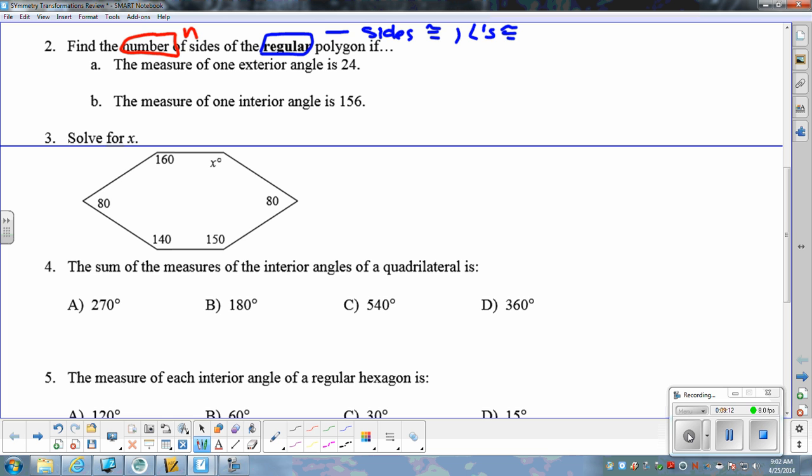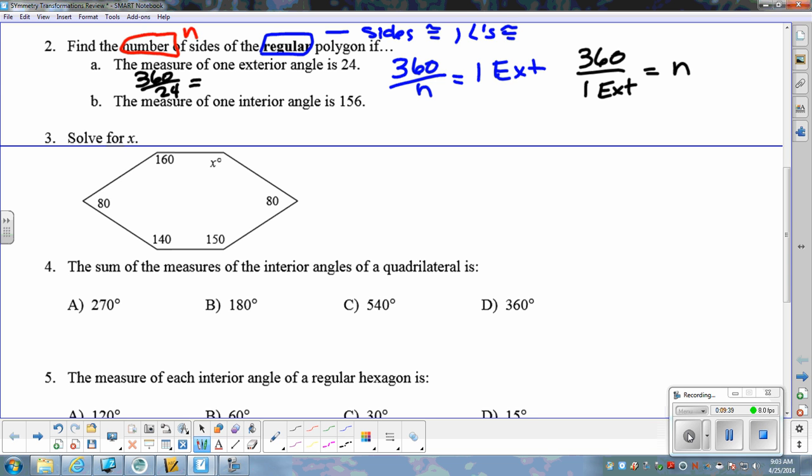So what am I going to do? Well, I had been dividing 360 by the number of sides to get an exterior angle. If I take the converse of that statement, then I can also divide 360 by one exterior angle to equal the number of sides. In this case, that's what I'm going to do. So I'm going to take 360 divided by 24 for the one exterior angle, and that's going to give me 15 sides. So I have a 15-gon for part A.